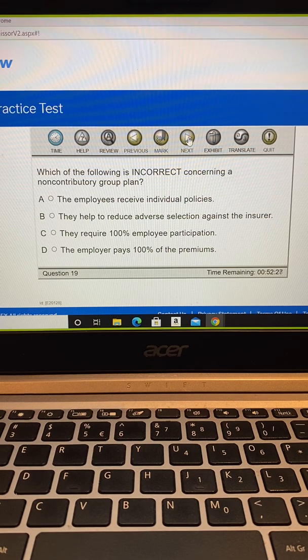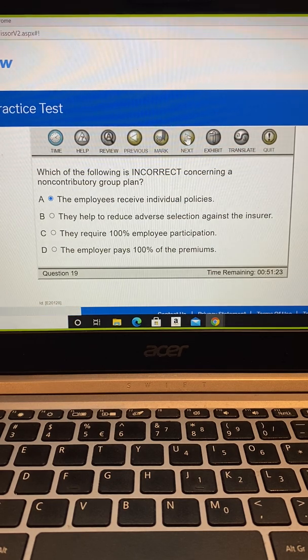All right, we rolling. Which of the following is incorrect concerning a non-contributory group plan? Employees receive individual policies. Oh, D. Wait a minute. With a group plan, now this is the question I have. With a group plan, there's a master contract, I thought, that the company gets, and I thought that the individuals get a certificate. Right. So what's the answer? So the answer would be A. Exactly.